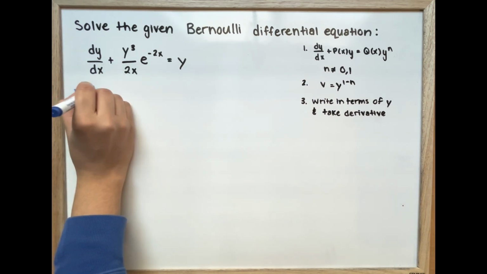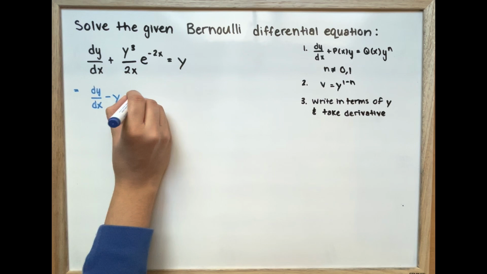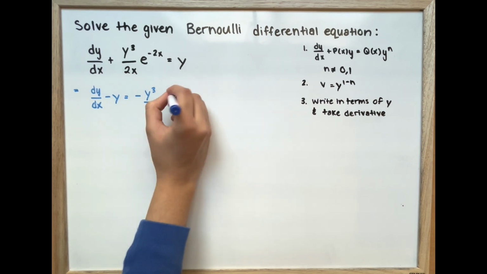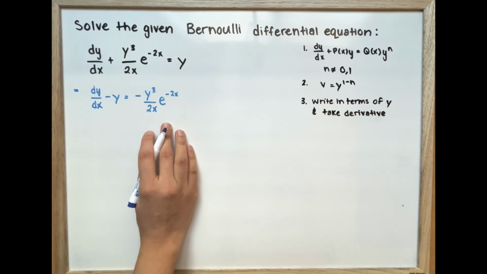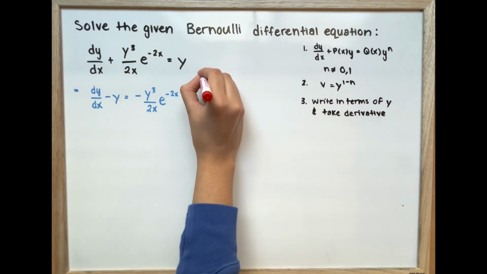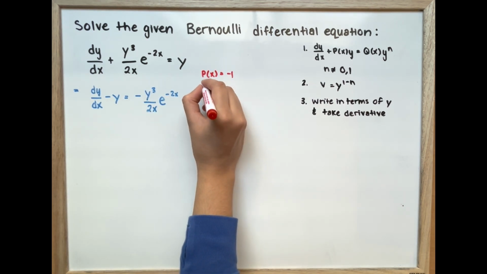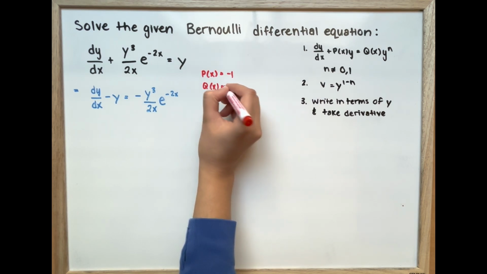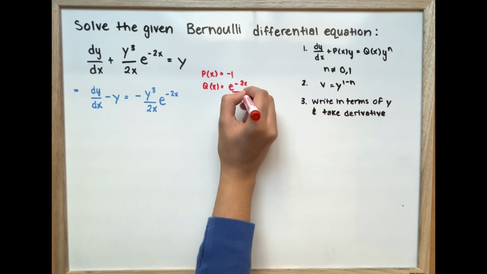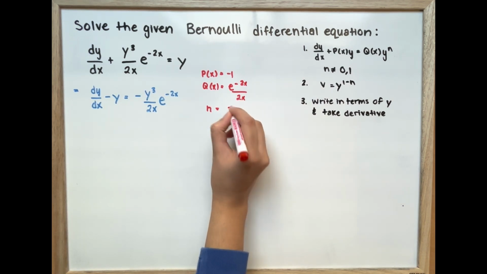So we're going to have dy over dx minus y is equal to negative y to the power of 3 divided by 2x e to the power of negative 2x. So now we can set our p of x equal to negative 1 and our q of x equal to e to the power of negative 2x over 2x, and our n is going to equal 3.